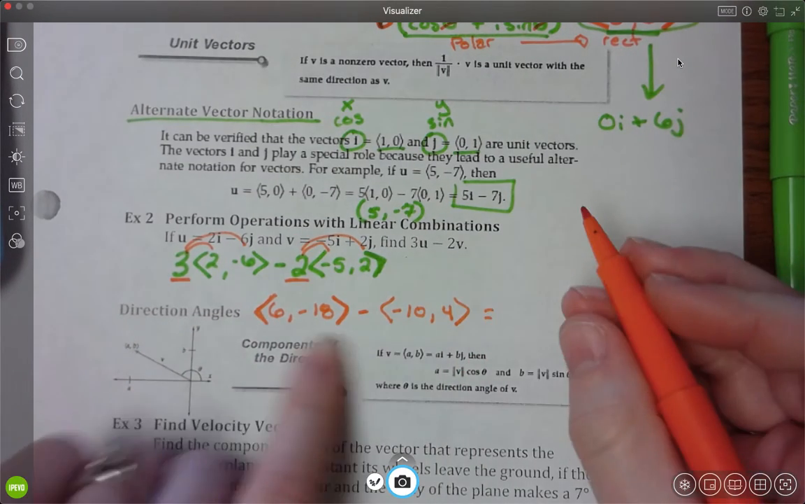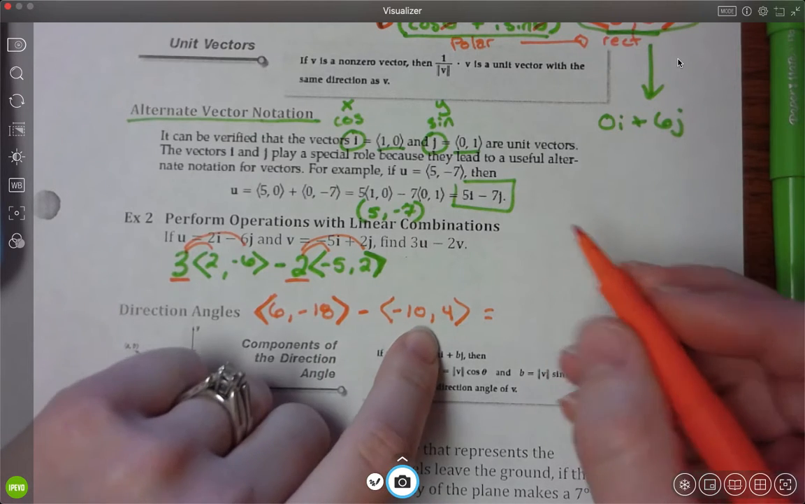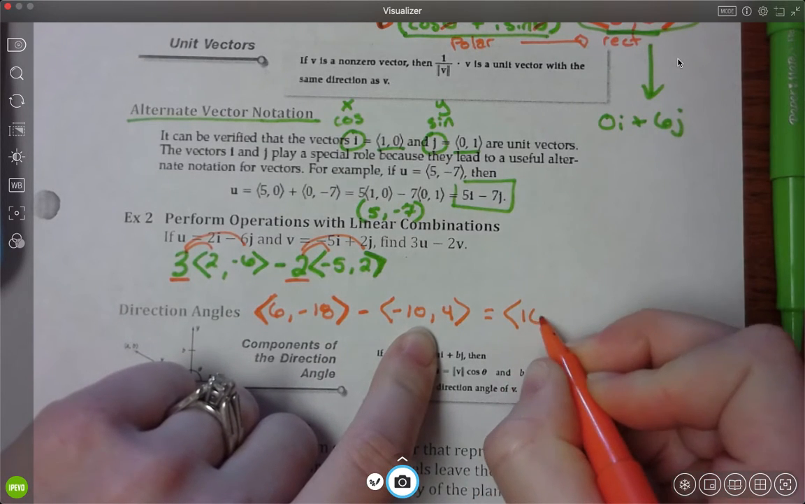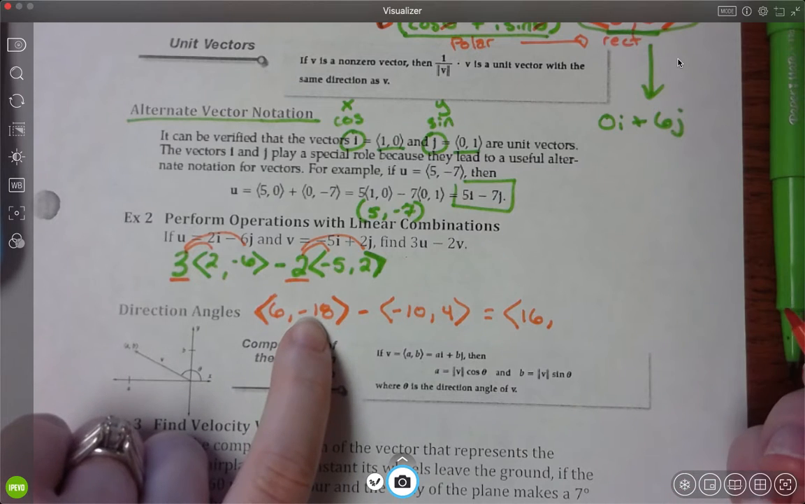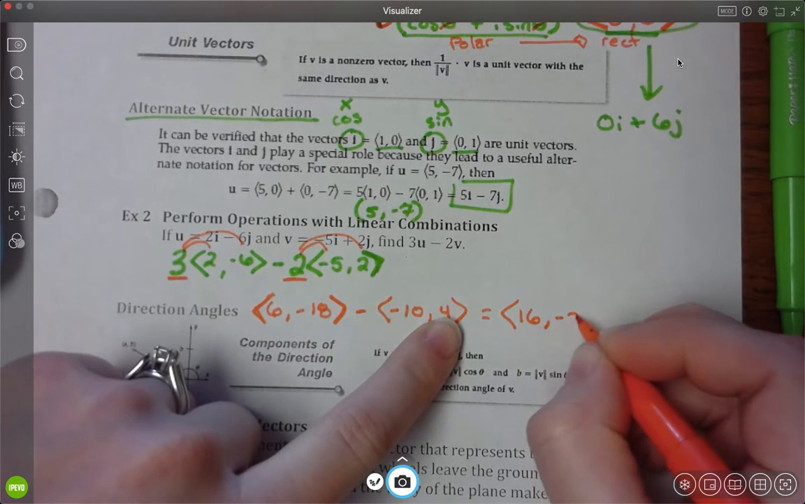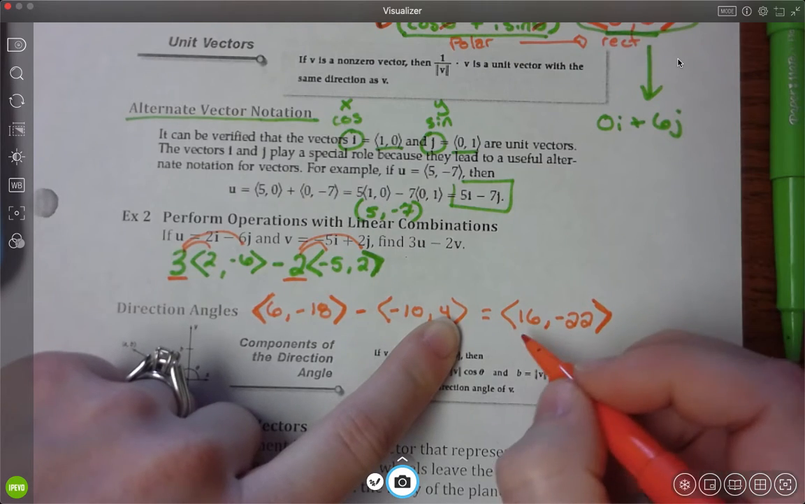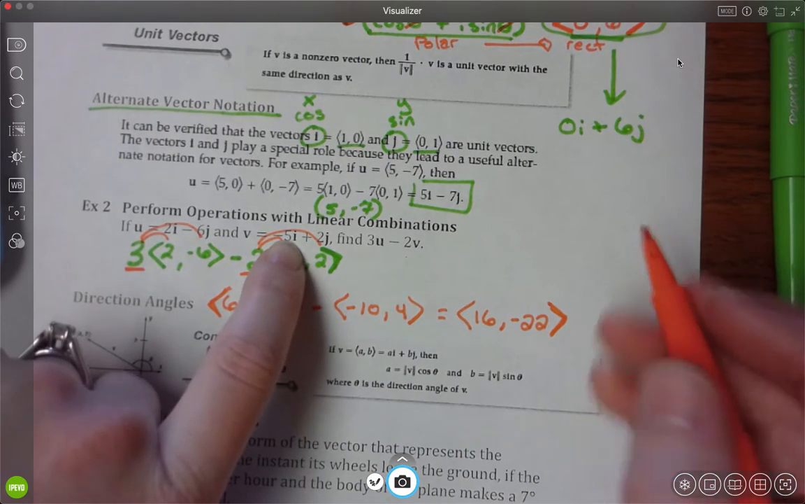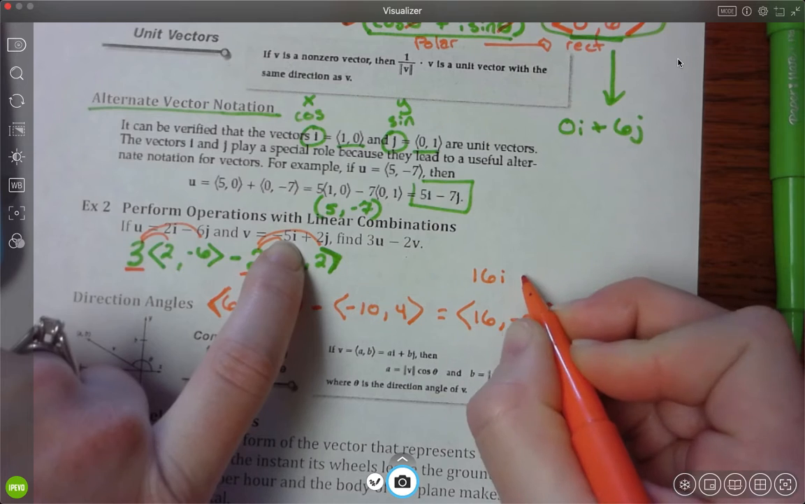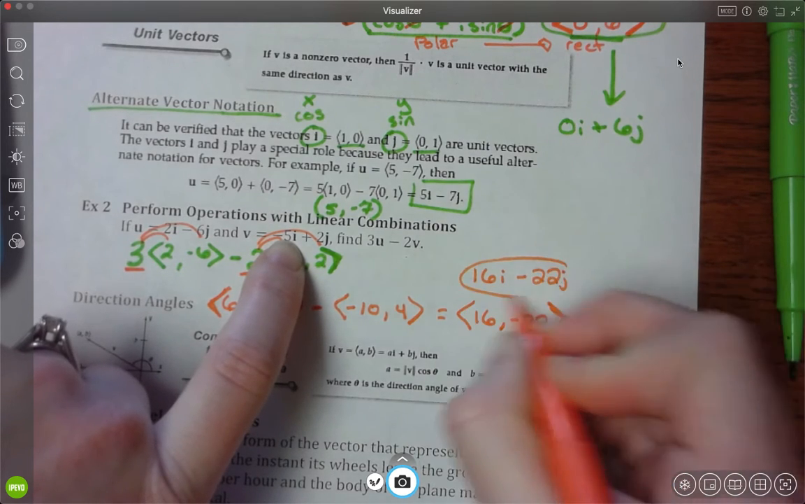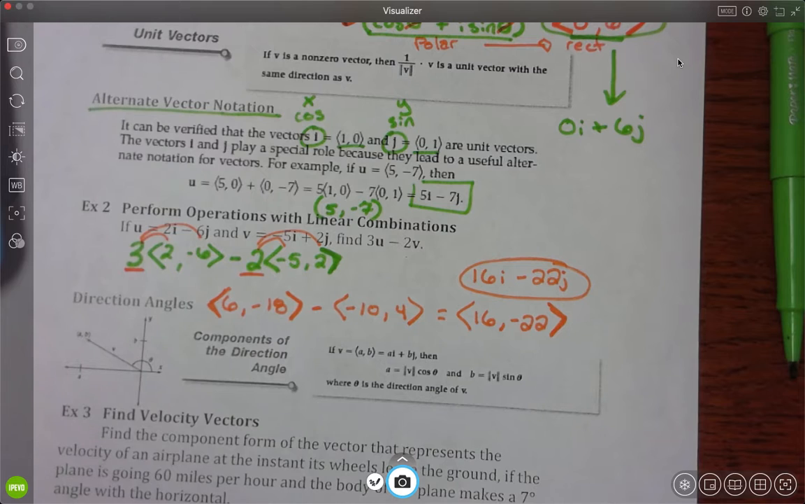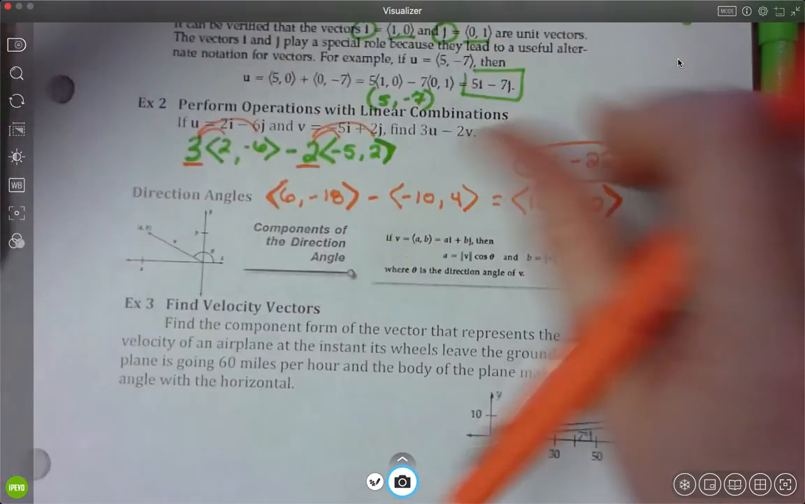All right, 6 minus a negative 10 is going to be 6 plus 10, or 16, comma, negative 18 minus 4 is going to be negative 22. Okay, so that's what he's going to look like if we want to put it back into the i and j form. This will be 16i minus 22j. We could have left it in the ij form. It doesn't matter, whatever route you want to go. If you want to leave it in ij form and multiply and distribute, that's fine too. But I switched it to the component form because that's what my brain's kind of thinking of.